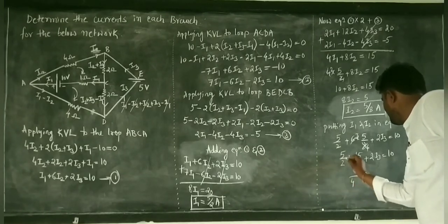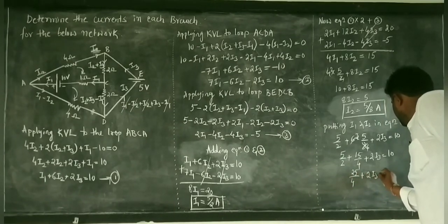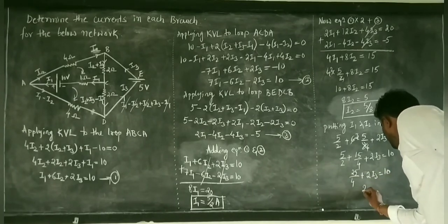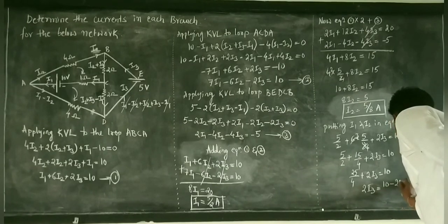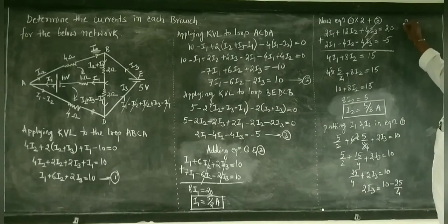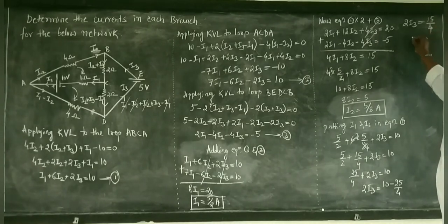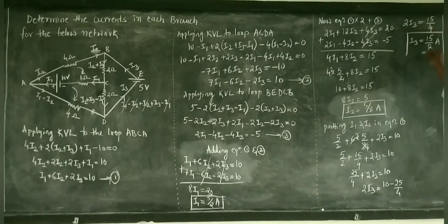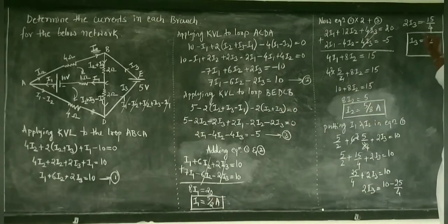So it is 10 plus 15, 25 divided by 4, plus 2I3 is equal to 10, and 2I3 is equal to 10 minus 25 by 4. So 2I3 is equal to 40 minus 25, which is 15, by 4, or I3 is equal to 15 divided by 8 ampere. See, now we know the value of I1 also, I2 also and I3 also.